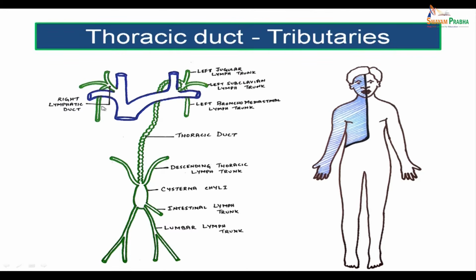Similarly, on the opposite side, instead of thoracic duct, you find the right lymphatic duct, which is going to receive the right bronchomediastinal lymph trunk, the right subclavian lymph trunk and the right jugular lymph trunk. All of them will join together to form the right lymphatic duct, which is going to end in the junction between the right subclavian and the right brachiocephalic vein formation.